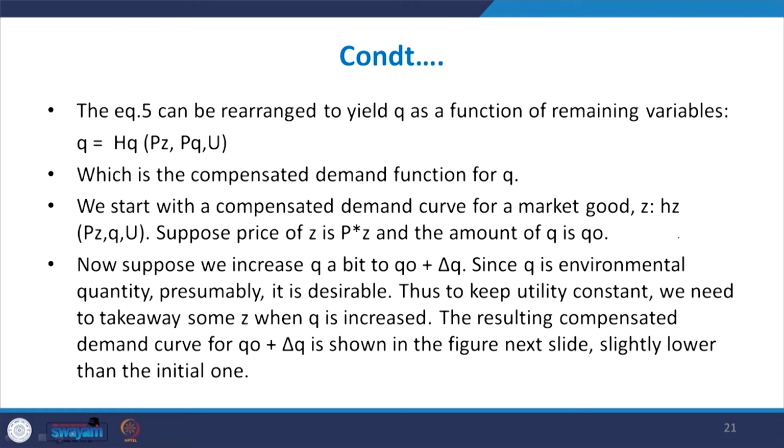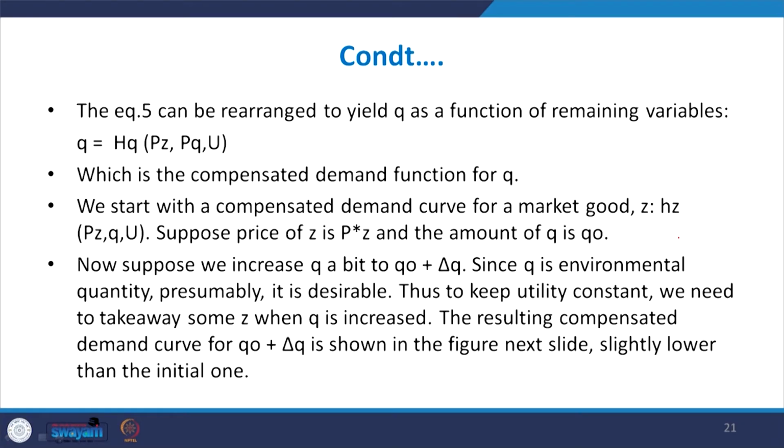So, we start with a compensated demand function for a market product. Here we have a Z product. We know the price of Z, we know the quantity of environment, and we know the given level of utility. Suppose the price of Z is P star Z and the amount of Q is Q0. Suppose now we increase the quantity of Q from Q0 to Q0 plus delta Q, or from Q0 to Q1.